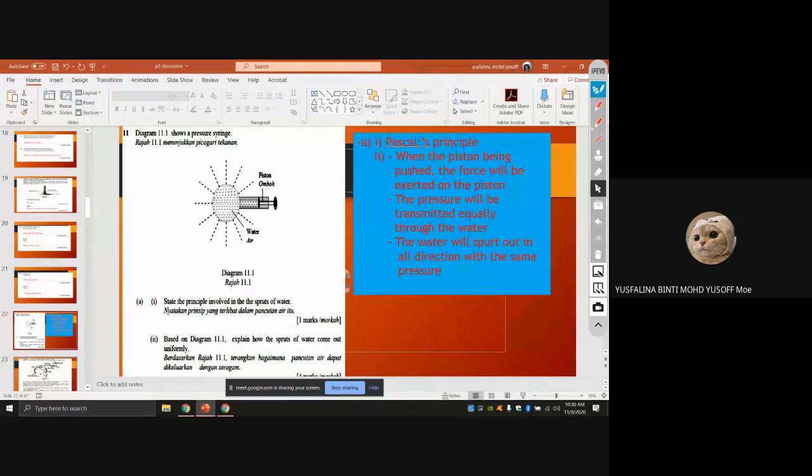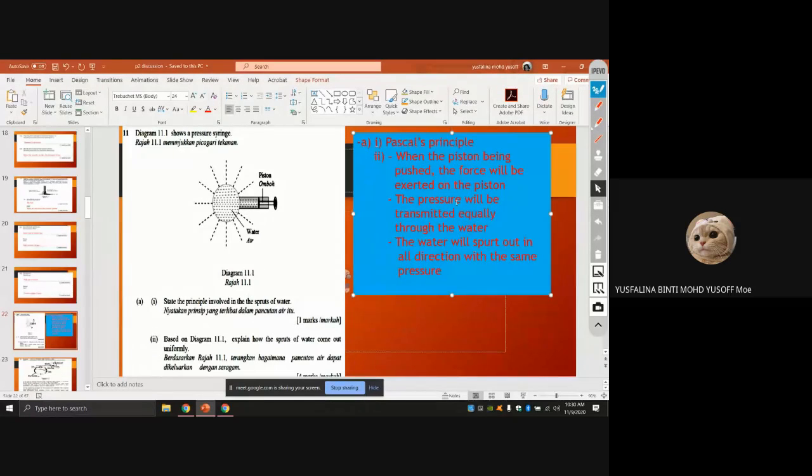Alright, next one is number 11. Number 11 states the principles involved. For this one it is Pascal's principle. Based on diagram 11.1, explain how the spurts of water come out uniformly.